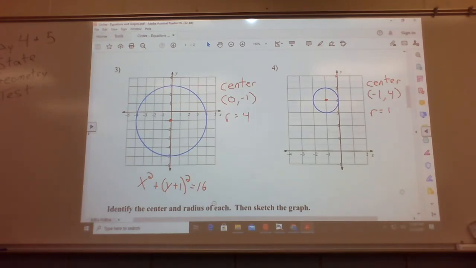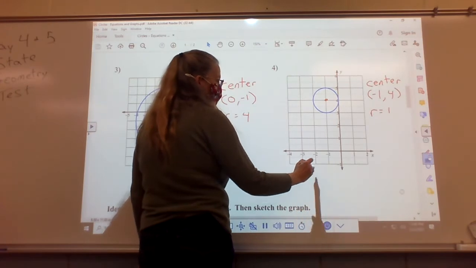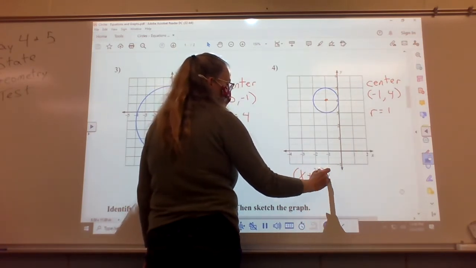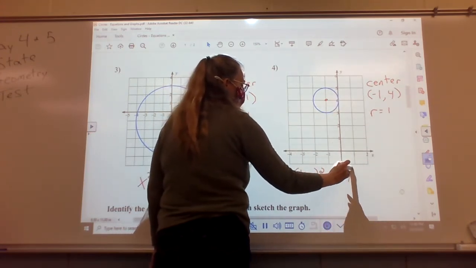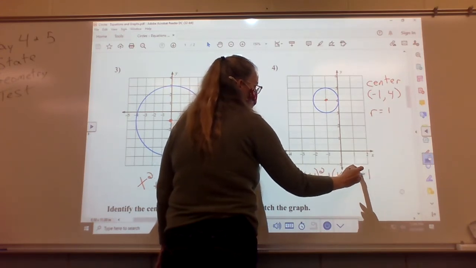So now I can plug it in. X, if that's a minus, I put plus 1 squared. Plus y, if that's a plus, I put a minus. Squared equals 1 squared, 1 times 1 is 1. So I get a 1 there.